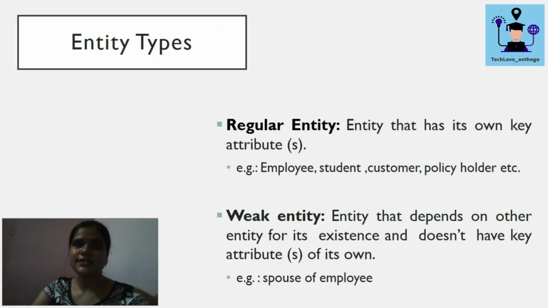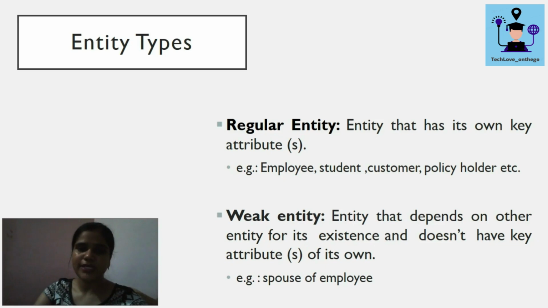So now let's discuss entity types. There are two types of entity types. The first one is the regular entity: entities that have their own key attribute or attributes. So those entities which have one or more attributes that can differentiate a particular entity from another entity in the entity set are known as regular entities. So every regular entity or strong entity will have at least one key attribute which can uniquely identify one entity from another entity.